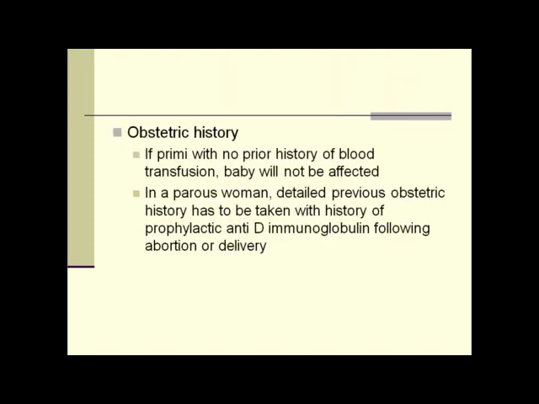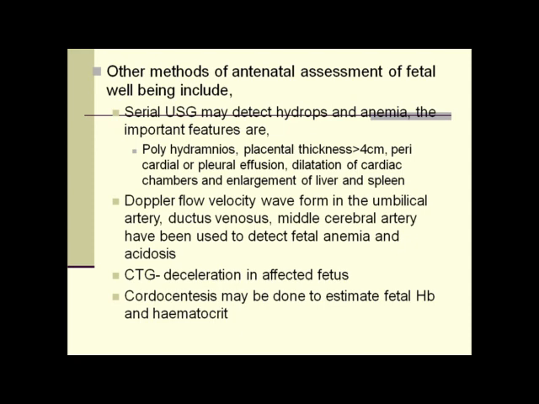Obstetric history. If the woman is a primigravida with no prior history of blood transfusion, the baby will not be affected. In a parous woman, a detailed previous obstetric history has to be taken, including the history of prophylactic anti-D immunoglobulin following abortion or delivery. Other methods of assessment of fetal well-being include serial USG, which may detect hydrops and anemia.